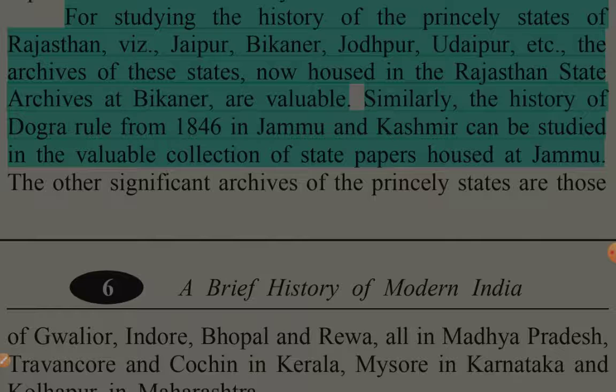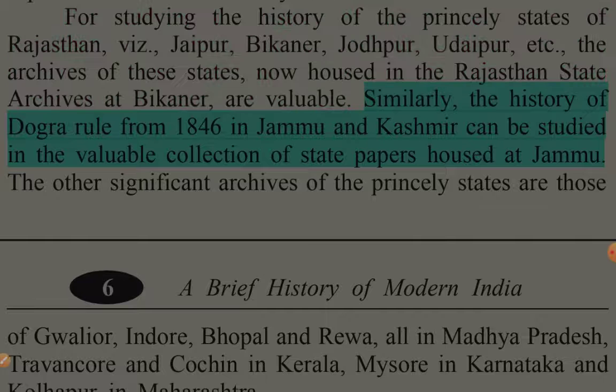For studying the history of the princely states of Rajasthan, viz. Jaipur, Bikaner, Jodhpur, Udaipur, etc., the archives of these states, now housed in the Rajasthan State Archives at Bikaner, are valuable. Similarly, the history of Dogra rule from 1846 in Jammu and Kashmir can be studied in the valuable collection of state papers housed at Jammu.